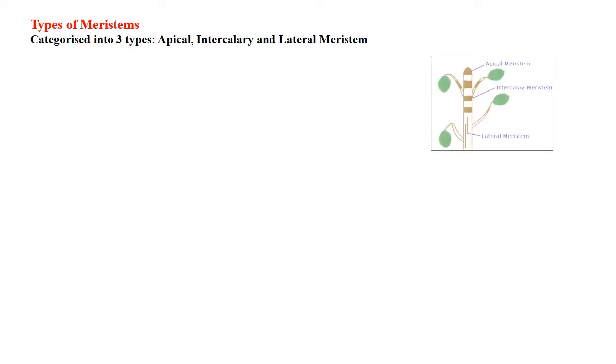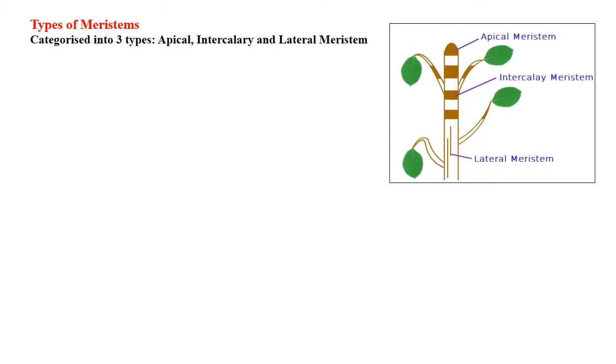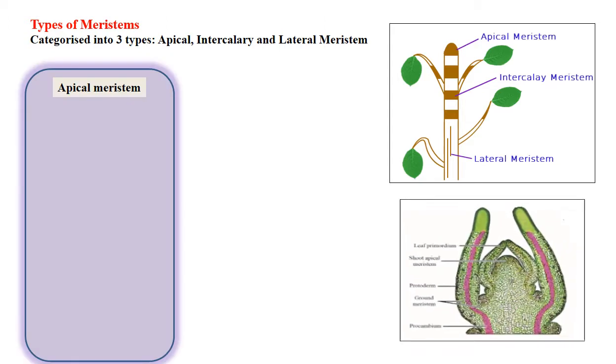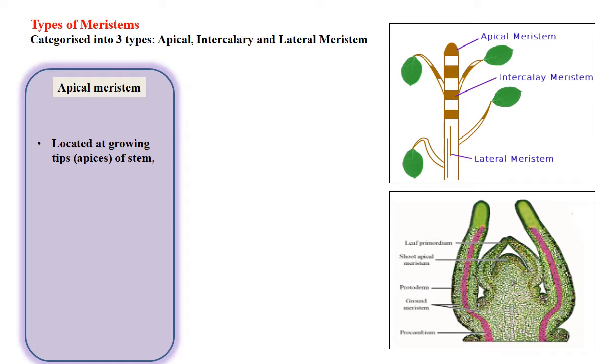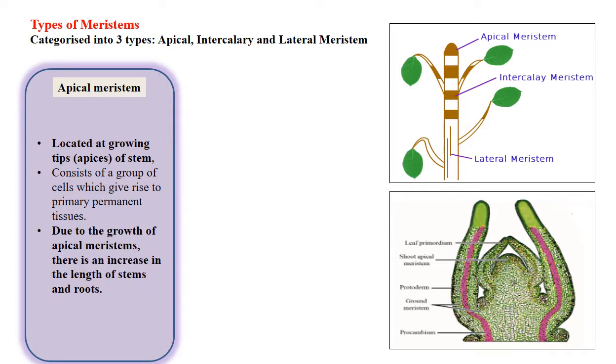Types of meristems. According to their positions in the plant body, meristems are categorized into three types: apical meristem, intercalary meristem, lateral meristem. Let's see the apical meristem. It is located at the growing tips, that is apices of stem, roots and their branches, in the growing young leaves and also on the tip of axillary buds. It consists of a group of cells which give rise to primary permanent tissues. Due to the growth of apical meristems, there is an increase in the length of stems and roots.